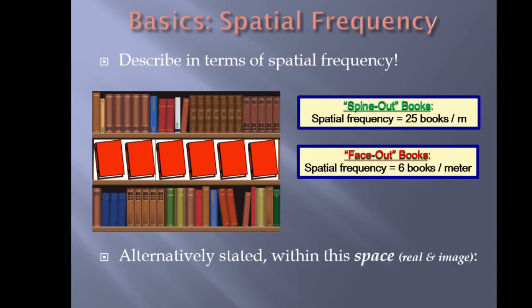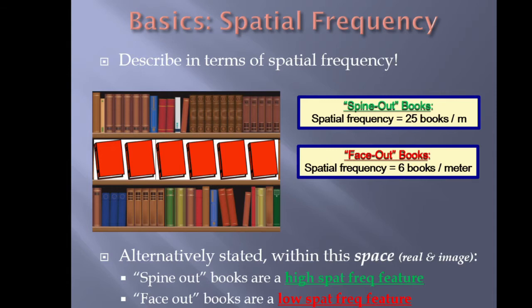Okay. So alternatively stated, I know it doesn't seem relevant, but trust me, it is. Within this space, both the real space and the imaging space representation you see here through the projector, the spine-out books are a high spatial frequency feature of this image, and the face-out books are a low spatial frequency feature of this image. That will become very important later when we talk about K-space and edges and stuff like that.